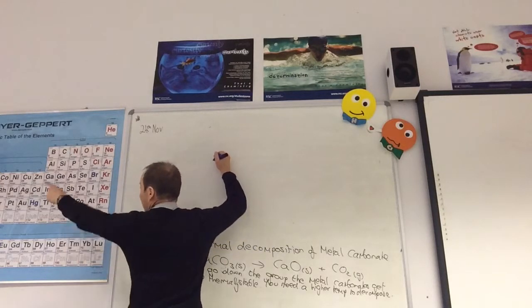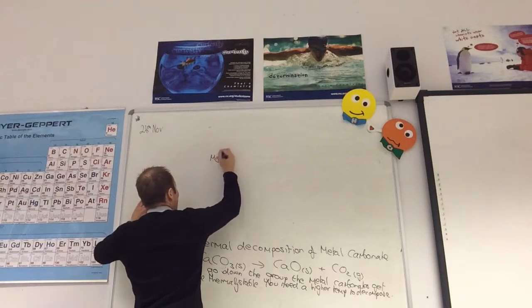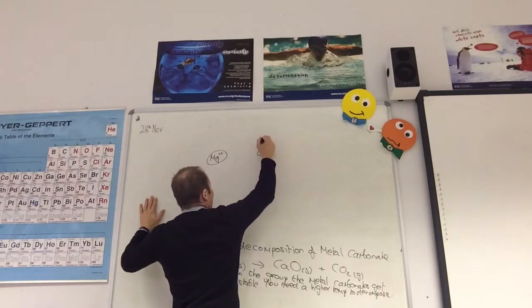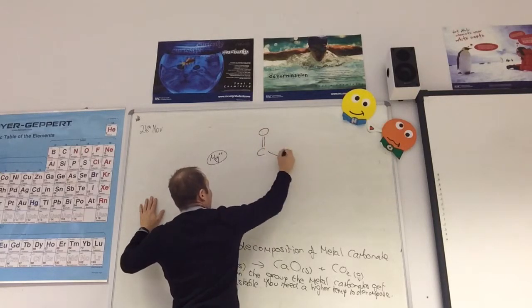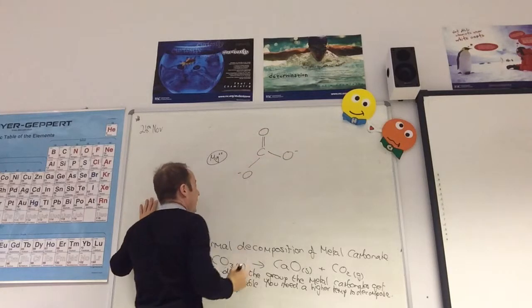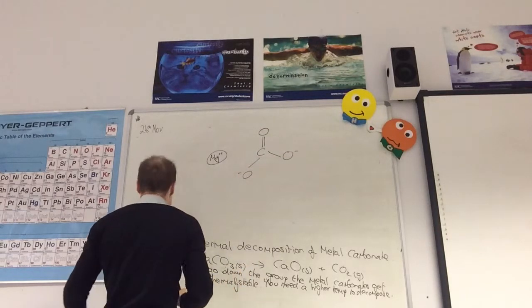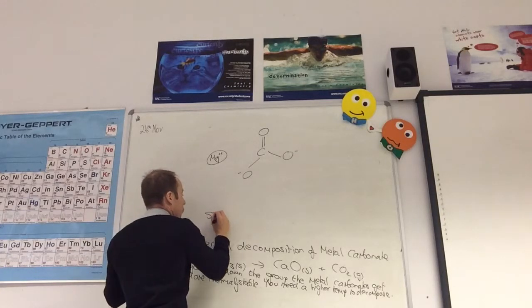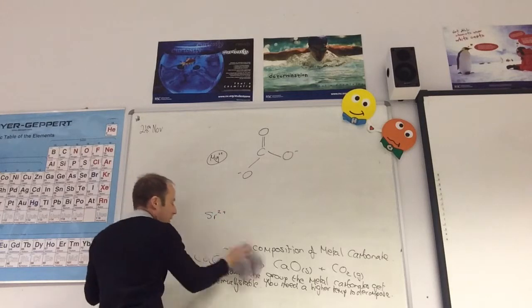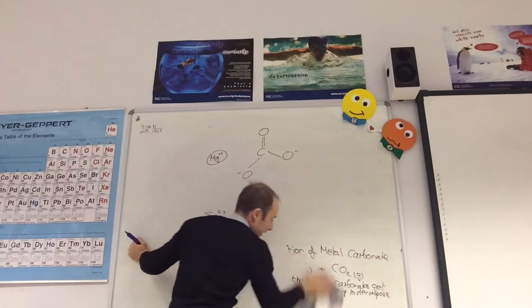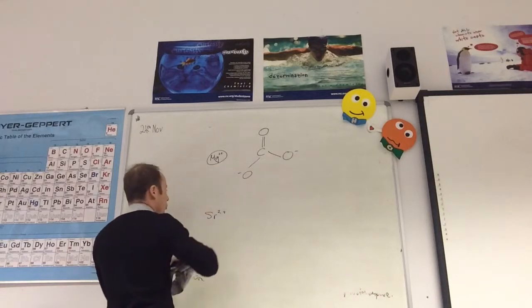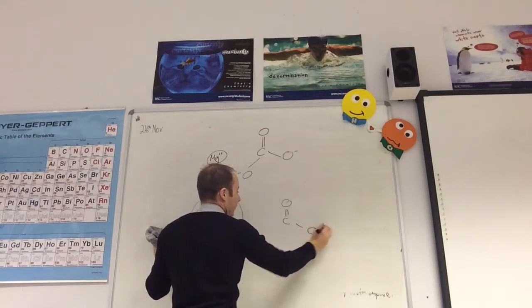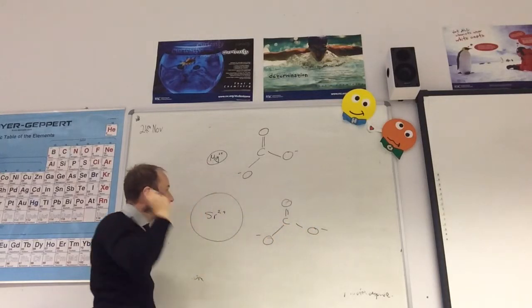Let's have a think. I'm going to compare magnesium carbonate. So magnesium carbonate is little Mg2+ ions and the carbonate ion, which we're going to draw like that. We're going to compare that against big boy strontium. Strontium is further down the group, so it is going to be a bigger ion because it's got more shells. So strontium 2+ is going to look like that. Carbonate is still the same.